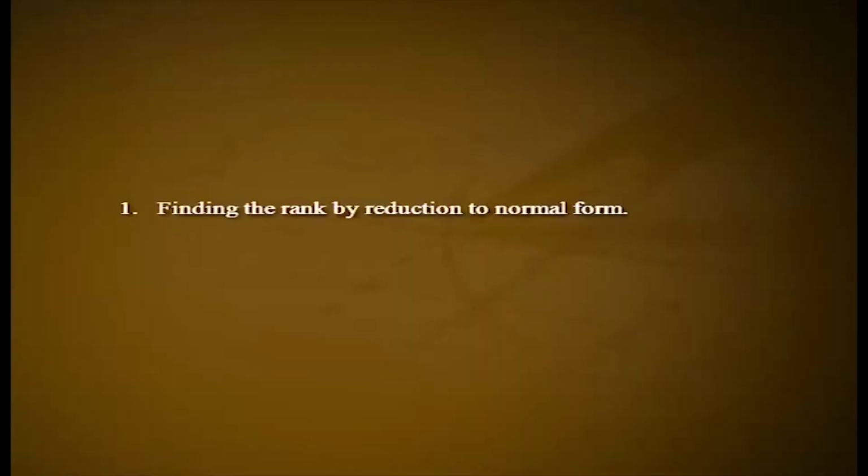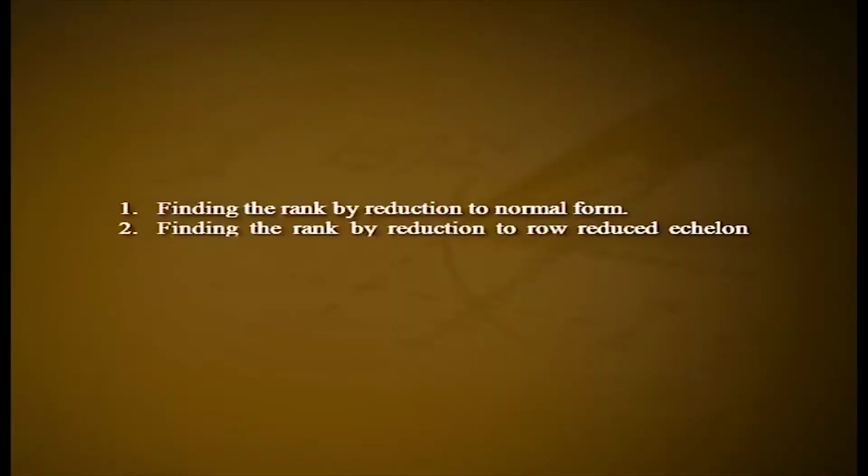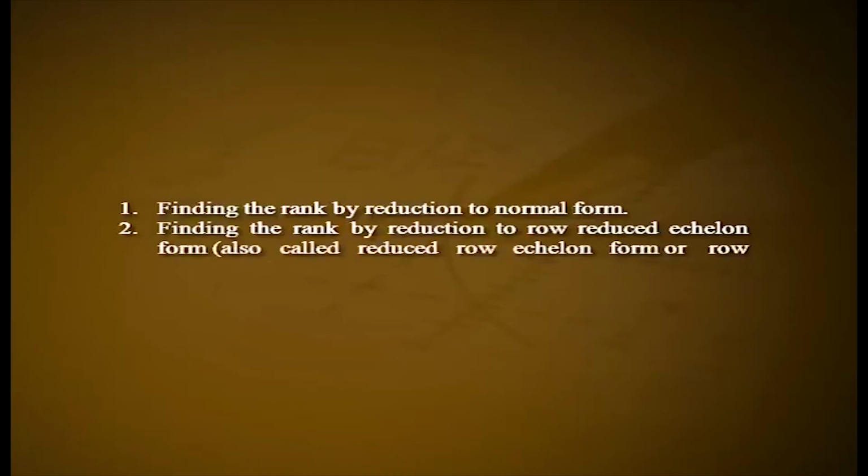Welcome friends. In this session, we discuss two methods to find the rank of a matrix by elementary transformation. The methods discussed in the session are finding the rank by reduction to normal form, and finding the rank by reduction to row reduced echelon form, also called reduced row echelon form or row canonical form. These methods are based on the following theorem.